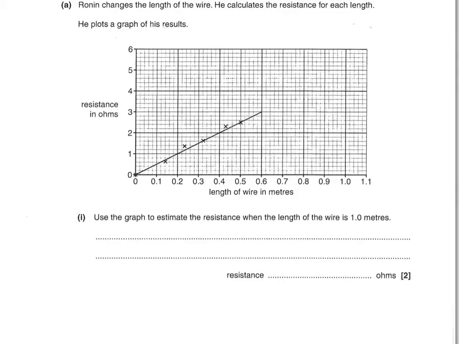So the first thing you've got to do is extend the line. So you've got to do this carefully and with a ruler, but I haven't got a ruler obviously, so I'm just going to do it freehand. There we are. And then you've got to read off the graph at 1 metre. So there's 1 metre. Read across, so that's where it hits there. So I get 5.4. Now if you use a ruler, just see what the mark scheme says.